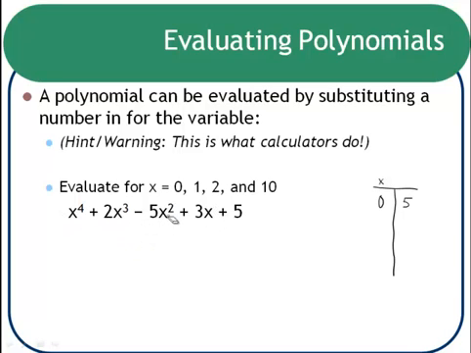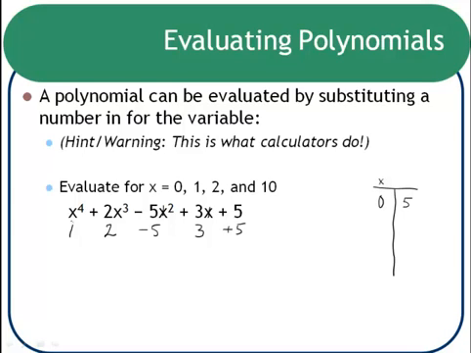Now we'll do the same thing, but we will plug in a 1 and see what happens. If we plug in a 1 for x, 1 to the 4th power is just a 1. And 1 to the 3rd power is a 1 times 2 is just 2. And 1 squared is 1 times minus 5 is minus 5. And 3 times 1 is just 3. And here there's no 1 to plug in. It's just plus 5.